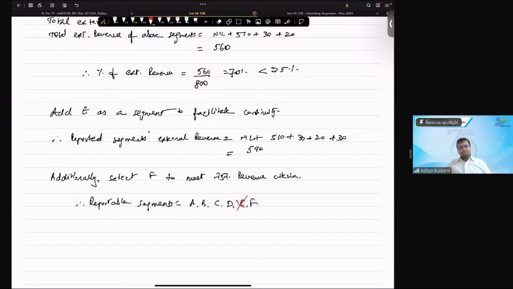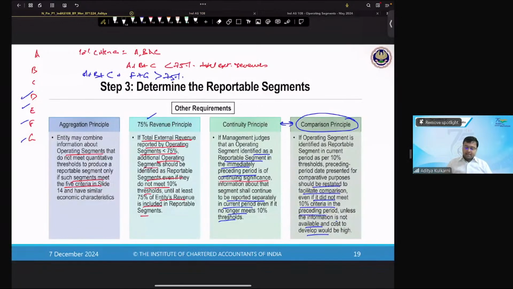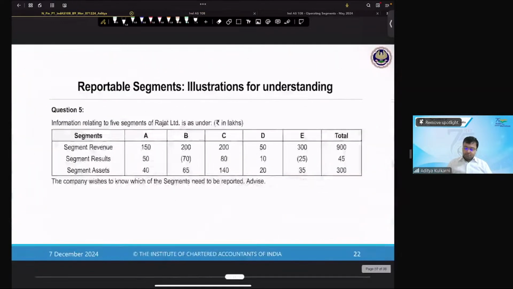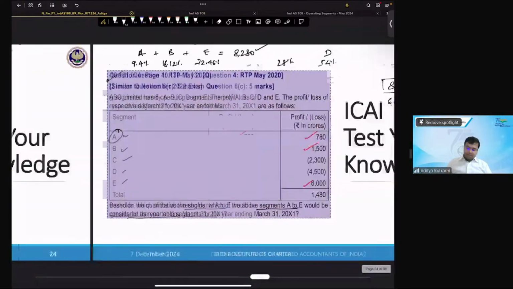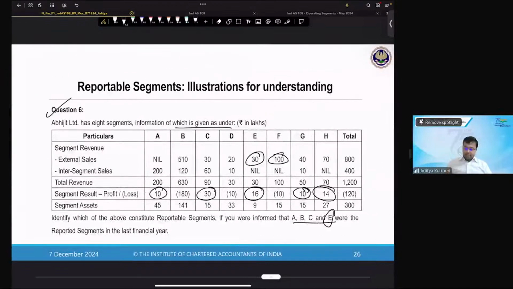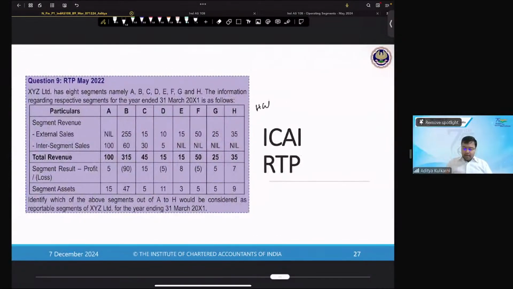Are you okay? Yes, sir. So that takes care of this question. Okay. All right. This is done. Next, this one I leave to you for homework. Same question. Now, what is different? External sales, inter-segment sales, segment result, segment assets. Nothing new. Which of these out of A to H would be considered as reportable segments?